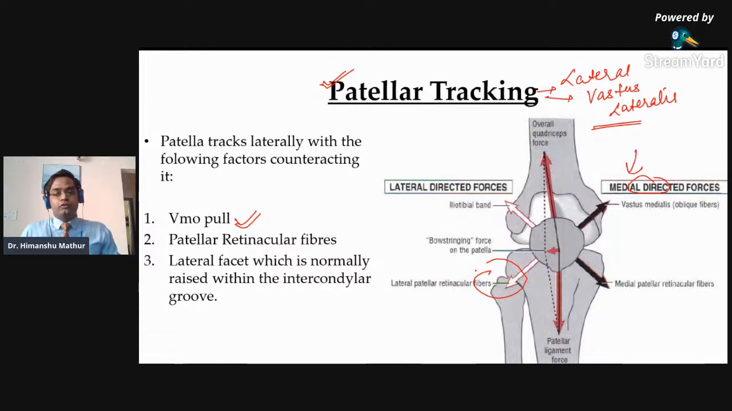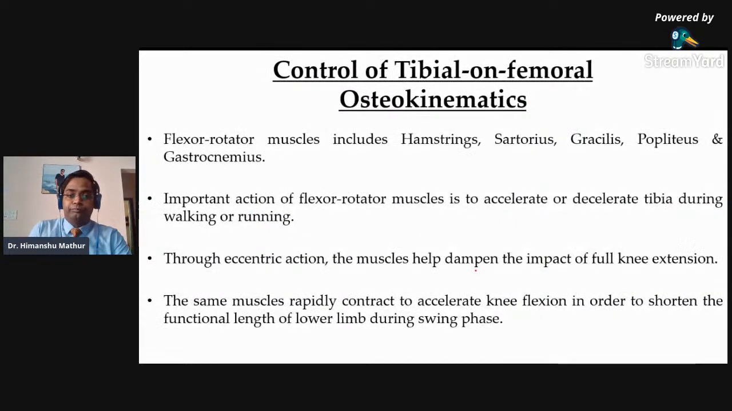Another thing which contributes to counteracting the abnormal lateral patellar tracking is the lateral facet, which is normally raised within the intercondylar groove during extension, or during the terminal ranges of extension. Or you can say it could be because of the extensive pull generated by the VMO fibers. So the lateral margin of the patella is lifted off, which eventually prevents it from going to the extremes of the lateral side.